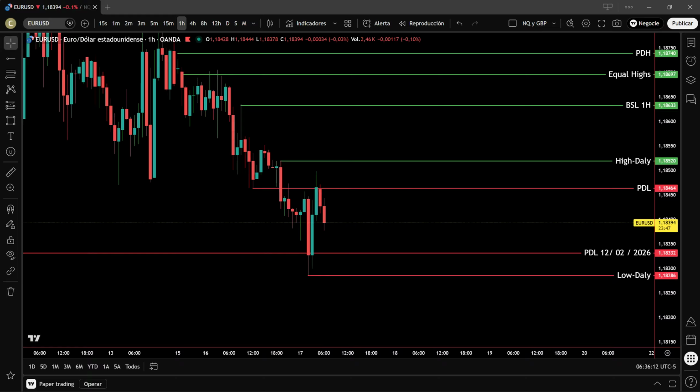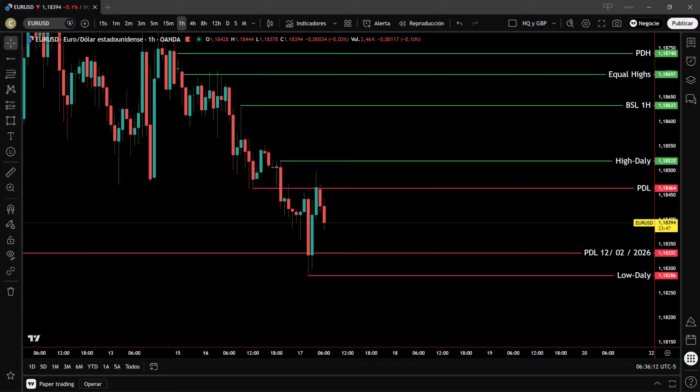At this stage, we have established critical benchmarks, the high daily at 1.1852 and the recent low daily at 1.1828. Notice how the price, after an initial bearish impulse, has left pending liquidity above in the form of equal highs near 1.1870 and a BSL, buy-side liquidity, level at 1.1863. Nevertheless, price continues to respect the bearish bias, staying below the PDL at 1.1846. The area between the February 12 low, 1.1833, and the new daily low is now our consolidation zone.